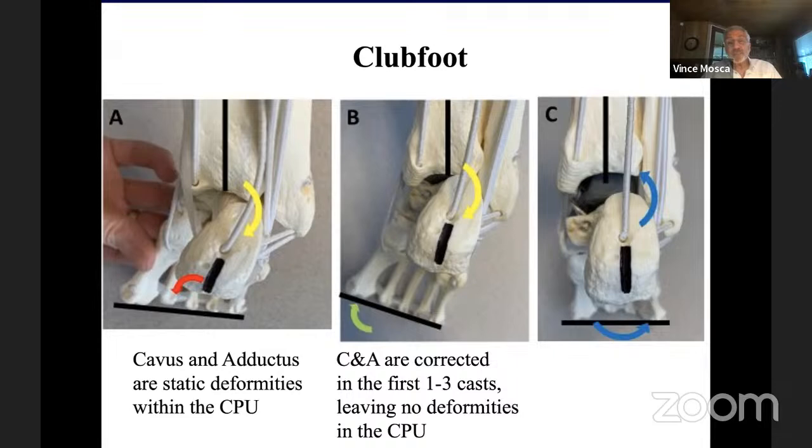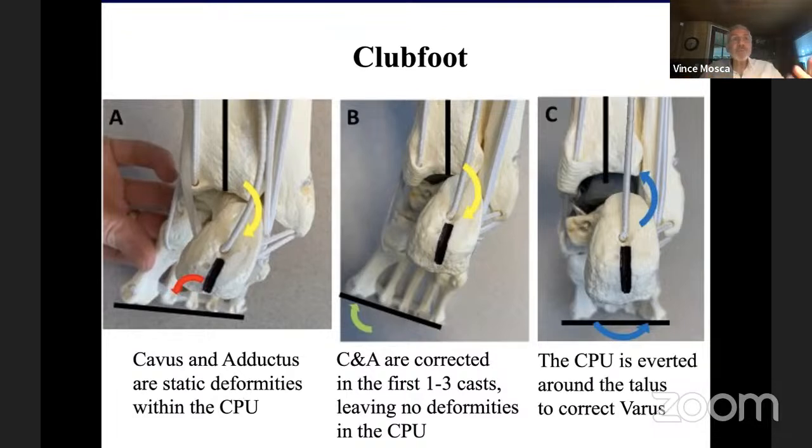There's no deformity left in the CPU. You can see the black vertical line of the calcaneus is perpendicular with the metatarsal head black line. So the cavus and adductus, the two static deformities in the CPU, have been corrected. That usually happens in the first 1 to 3 casts. Now the only residual deformities are varus of the hindfoot and equinus of the ankle. That's why it's so important to do what Ponseti said. In those casts, correct cavus and adductus first. Then you've got a perfectly aligned CPU, with no more deformities in the CPU. Then take the CPU and evert it up and out around the talus, and finally cut the tendon of Achilles.